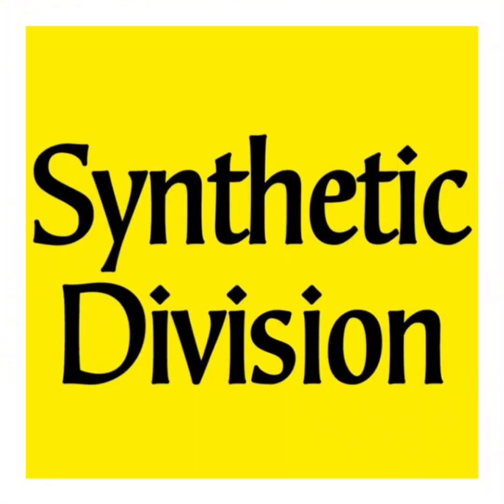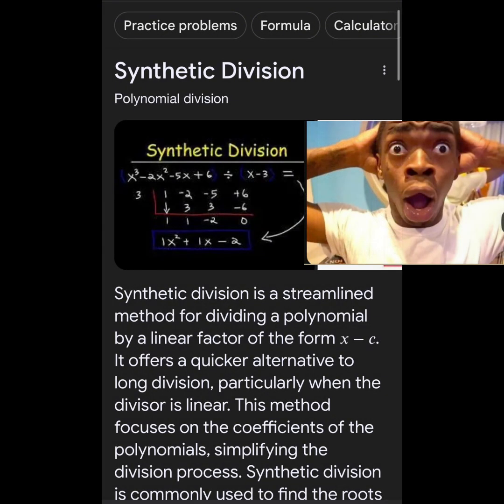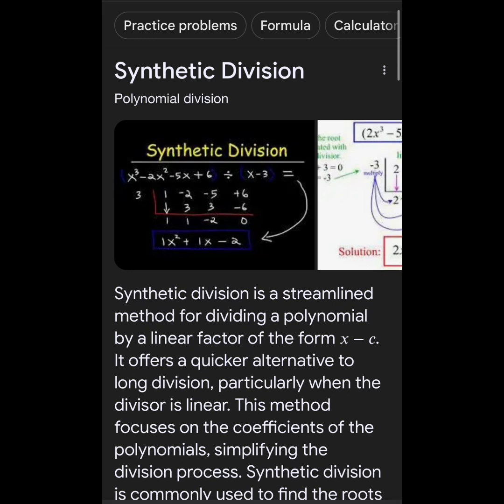Synthetic division. Synthetic division is a streamlined method for dividing a polynomial by a linear factor of the form x minus c. It offers a quicker alternative to long division, particularly when the divisor is linear. This method focuses on the coefficients of the polynomials, simplifying the division process. Synthetic division is commonly used to find the roots or zeros of polynomials, which are the values of x that make the polynomial equal to 0.